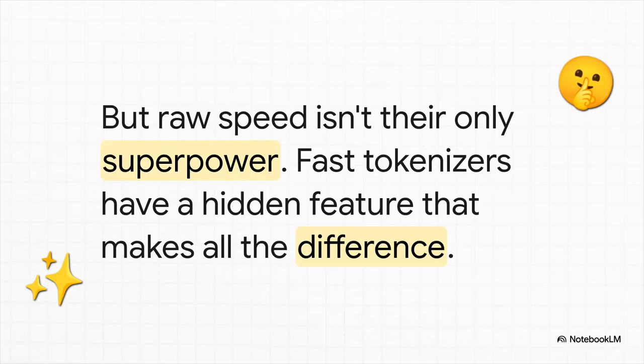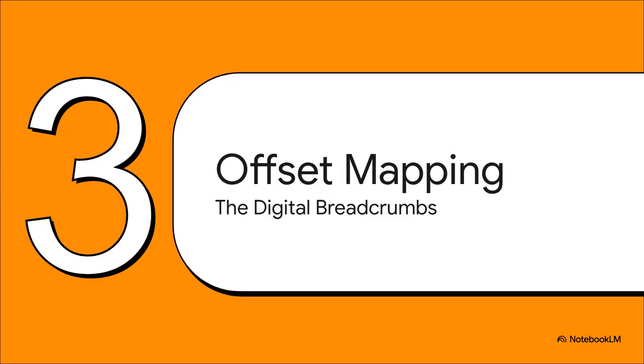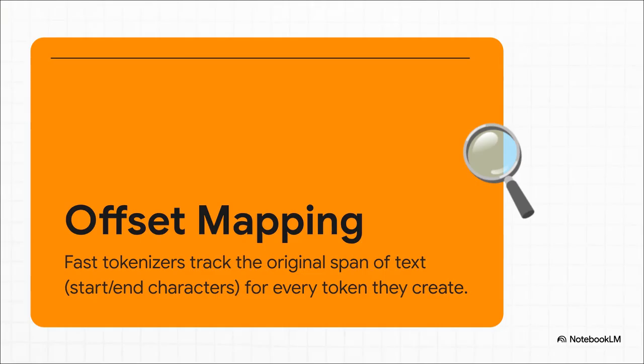But here's the thing. Speed is awesome, but it's not even their coolest superpower. There's something else, a hidden feature that the fast ones have and the slow ones don't. And that is what we're here to talk about. This is the superpower that lets the model follow that trail of digital breadcrumbs right back to the source. It's a feature called offset mapping. And honestly, the best way to think about it is like this. As the tokenizer is dicing up the sentence, for every single tiny piece it creates, it leaves a little note, a little breadcrumb that says, hey, I came from exactly this spot in the original sentence.